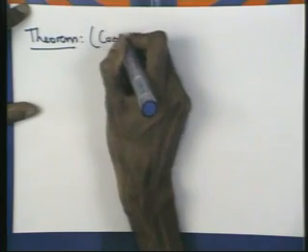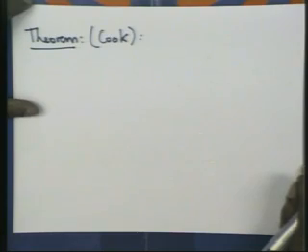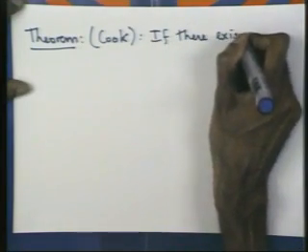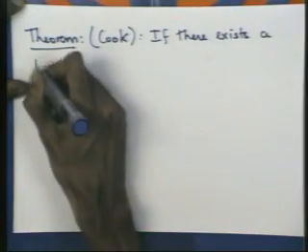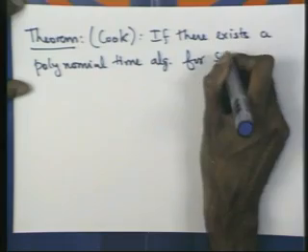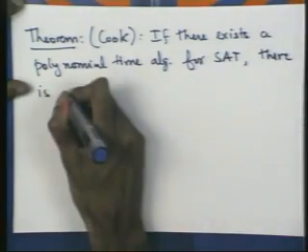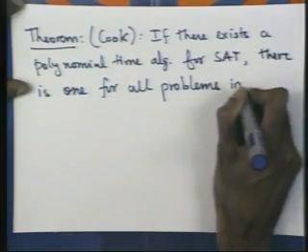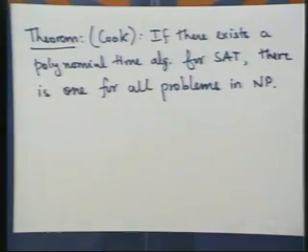This theorem is due to Cook, and it's called Cook's theorem, which states that if there exists a polynomial time algorithm for SAT, there is one for all problems in NP. So in other words, satisfiability, this problem SAT, is among the hardest problems in NP. If there is an efficient algorithm to solve SAT, there is one for every other problem in NP.